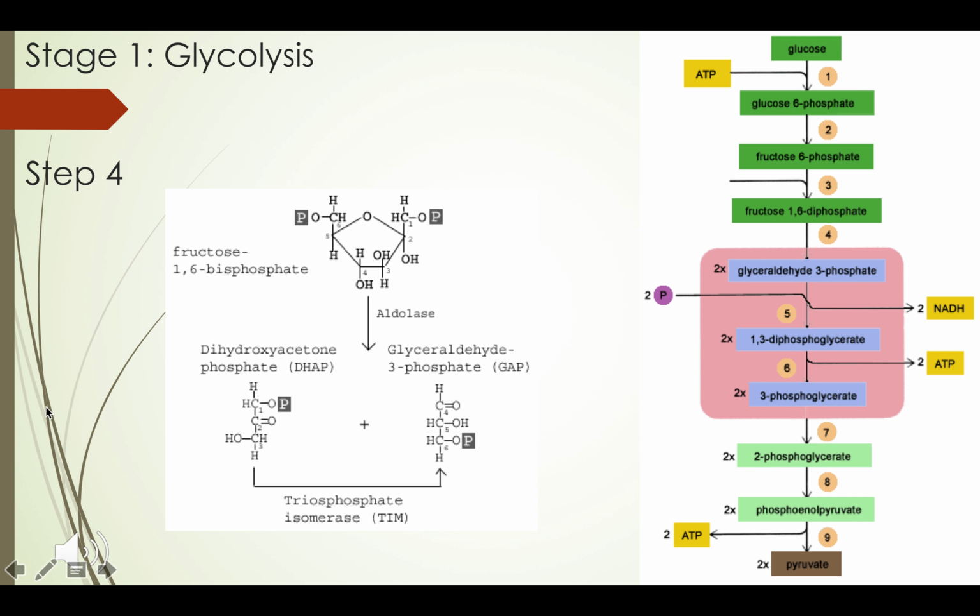In the fourth step of glycolysis, the enzyme aldolase catalyzes the cleavage of FBP and yields 2 3-carbon molecules. And the 3-carbon molecules are GAP and DHAP. So the only molecule that continues on in glycolysis is GAP. However, DHAP is acted on by another enzyme, and then it's converted to GAP so it can continue on in the process.